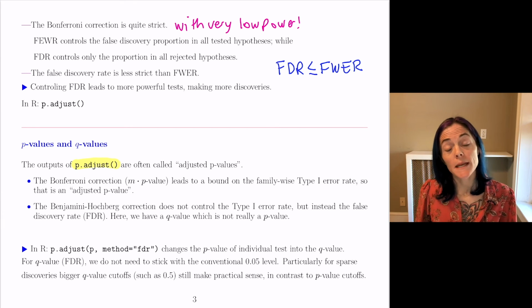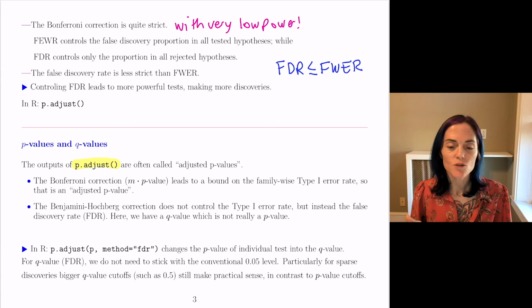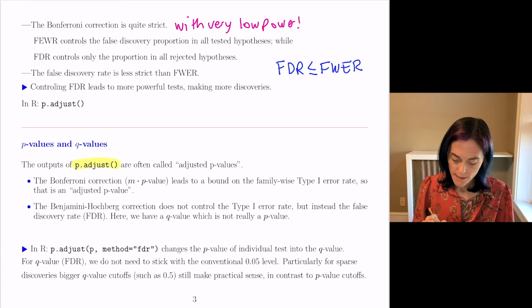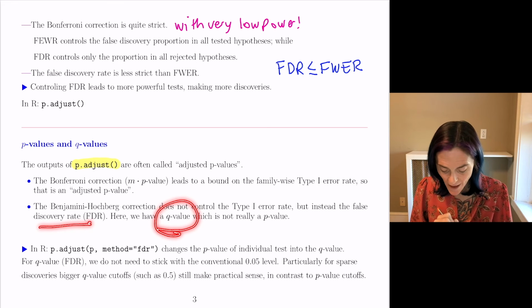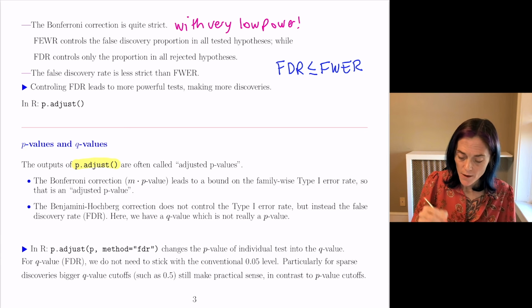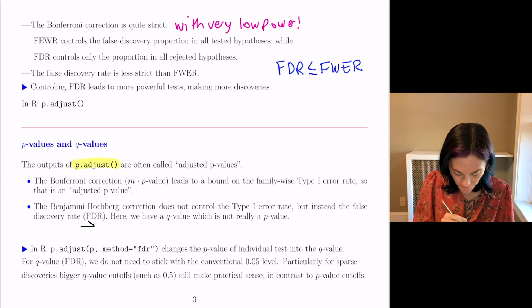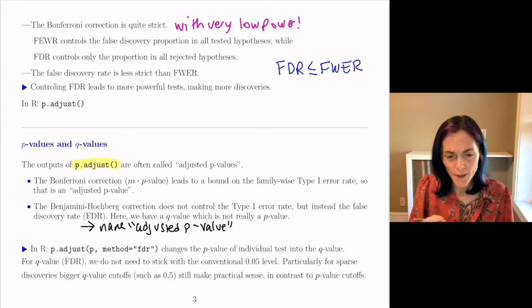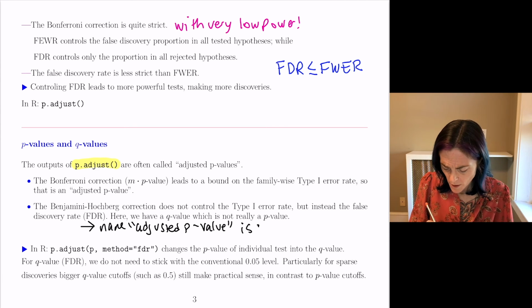However, the Benjamini-Hochberg correction does not control the type 1 error rate. It's not the goal. Instead, it controls the false discovery rate. And so the q-value is not exactly a p-value. So the name adjusted p-value, if you are working with Benjamini-Hochberg, is a bit of a misnomer.